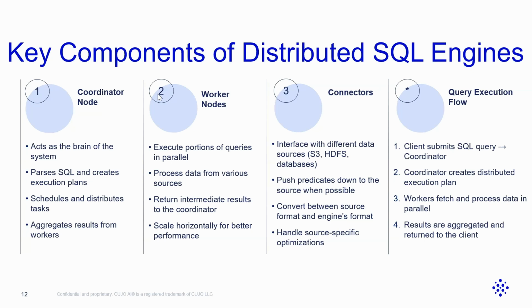So the client submits the query to the coordinator node. The coordinator node figures out how to properly split this task into available worker resources. Then the workers perform their tasks in parallel and return the results to the coordinator, where it aggregates those and returns them to the client. So this is the common flow, quite generalistic, of how distributed SQL engines work.